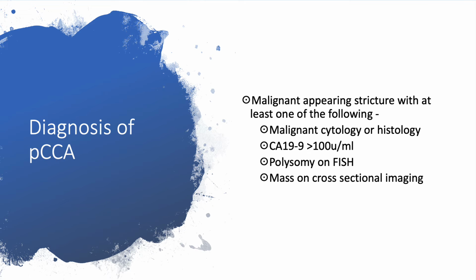So how does one make the diagnosis? Well, it's not as simple as one hopes. Essentially, the presence of a malignant appearing structure with at least one of the following: malignant cytology or histology, an elevated CA19-9, polysomy on FISH analysis, or a malignant structure with a mass seen on cross-sectional imaging.